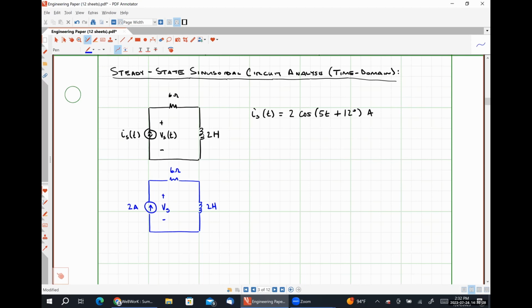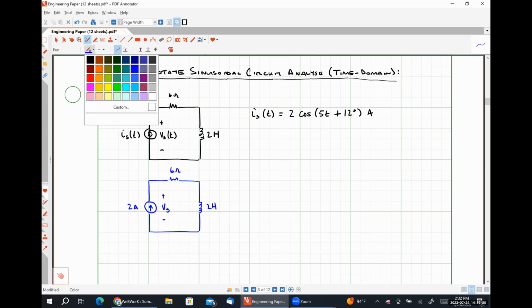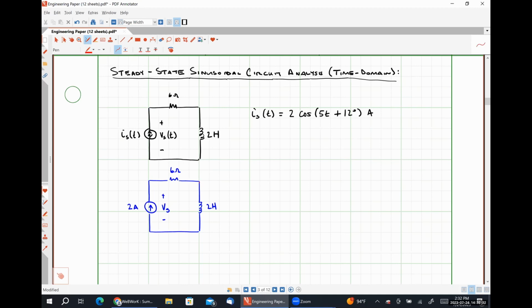So since this is a DC circuit, we know that our 2 Henry inductor should be behaving as if it were simply a short circuit, which means that the voltage drop across the 6 ohm resistor is the same thing as the voltage drop across our current source. 2 amps times 6 ohms gives us 12 volts.